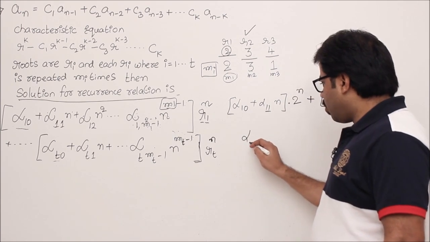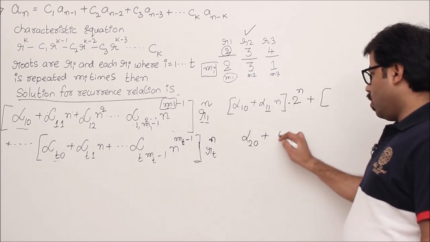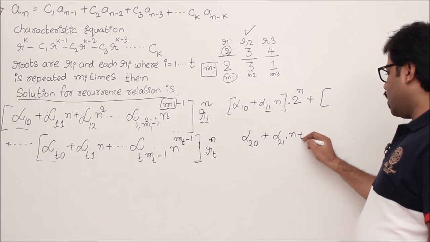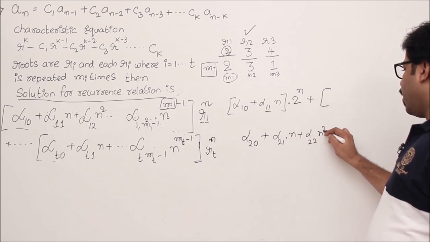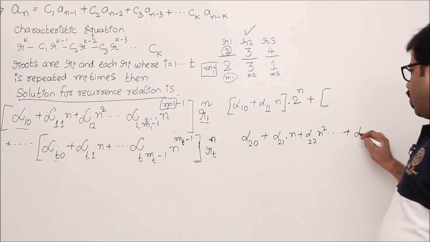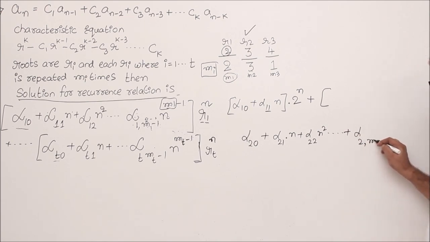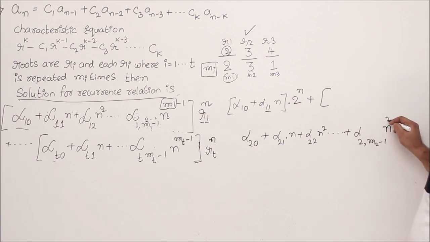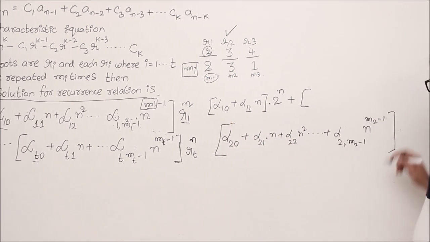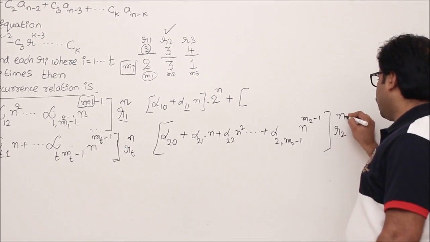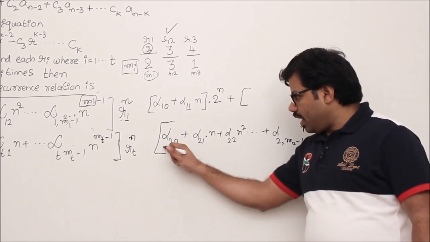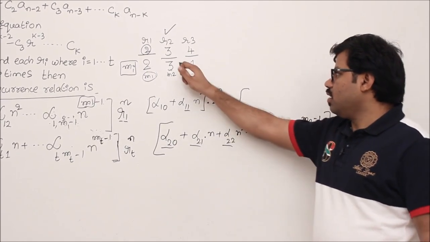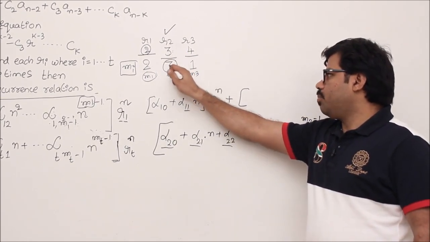What is the formula for the second one? It will be alpha 2,0 plus alpha 2,1 into n plus alpha 2,2 into n square, and so on, plus alpha 2,m2 minus 1 into n to the power of m2 minus 1, into the root power n. So what is the root here? The root is r2 power n. Here again, sir, how many constants should we take? It again depends on the repetition. The second root is repeated 3 times.